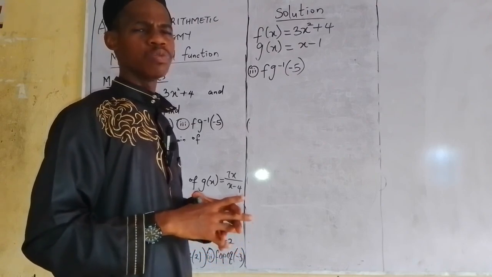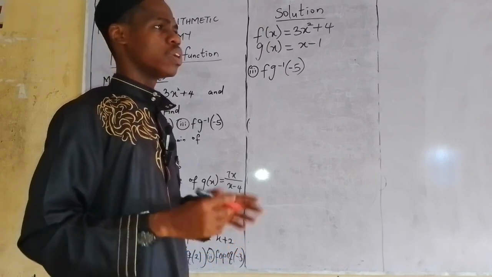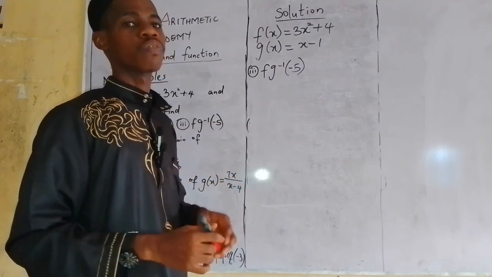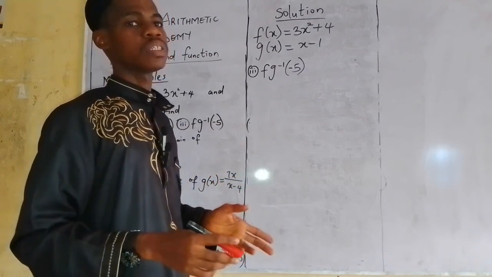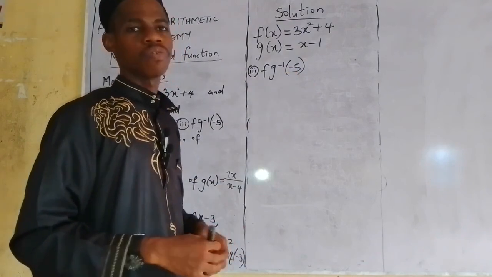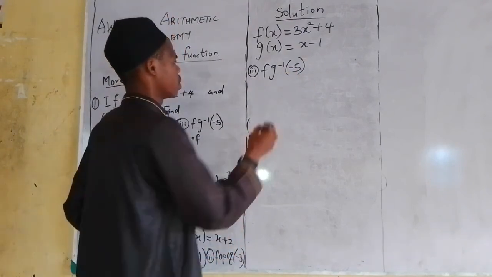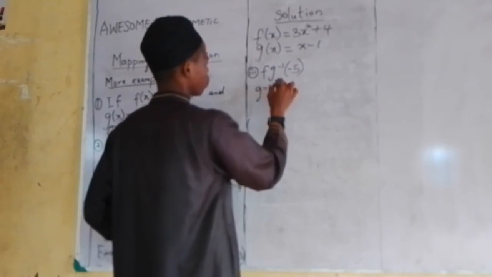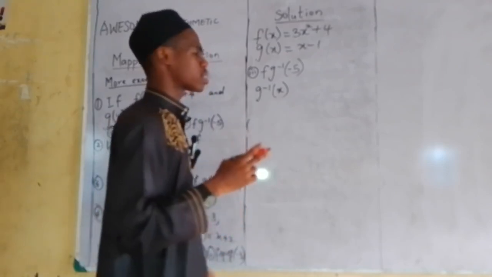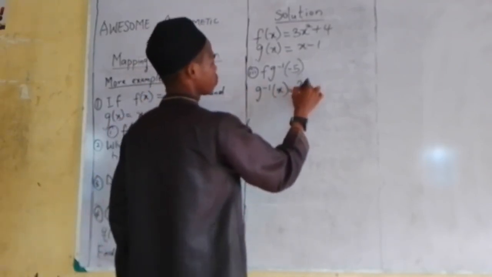So let's firstly deal with the inverse function. This means that let's look for the value of g inverse of x first. After getting it, I will now put the value, which is minus 5, there. Let's see what we are going to have. G inverse of x.